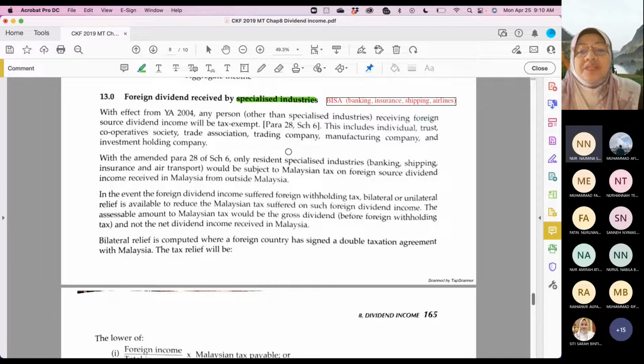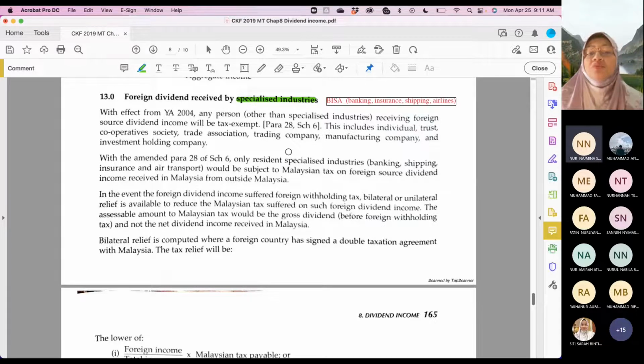If the business is in BISA, which is banking, insurance, shipping, and airlines, the income is not based on derivation. The income is a world scope income. It means that wherever the income is received, it will be taxable. Because the nature of this business is that it is not in Malaysia only. It moves around the world, banking, with all this insurance. So you cannot have a limit of income derived in Malaysia only. So that's why they have what we call specialized industry.